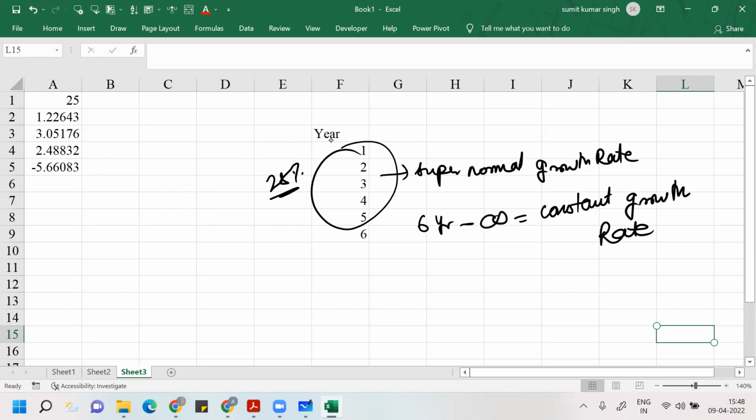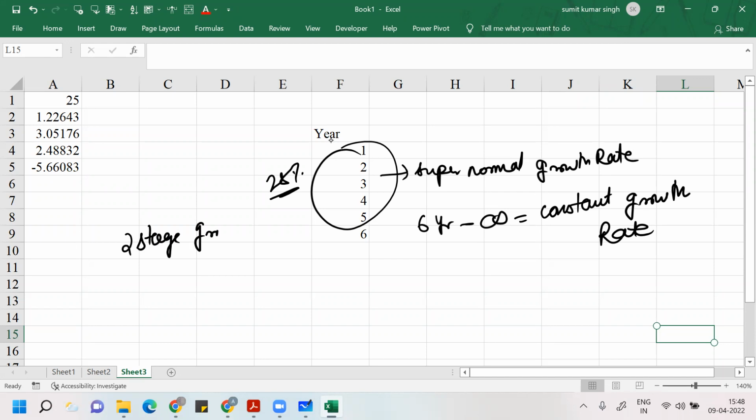So from year 1 to 5, it has a supernormal growth rate. Then from the 6th year to infinity, it has a constant growth rate. Any doubt with this? See, it's a two-stage growth rate model, no?